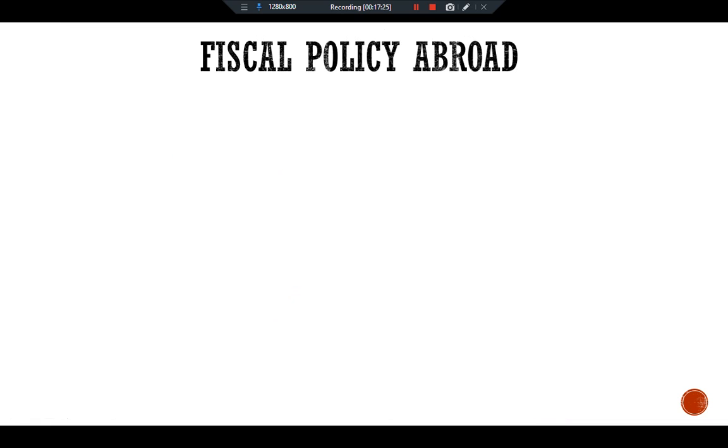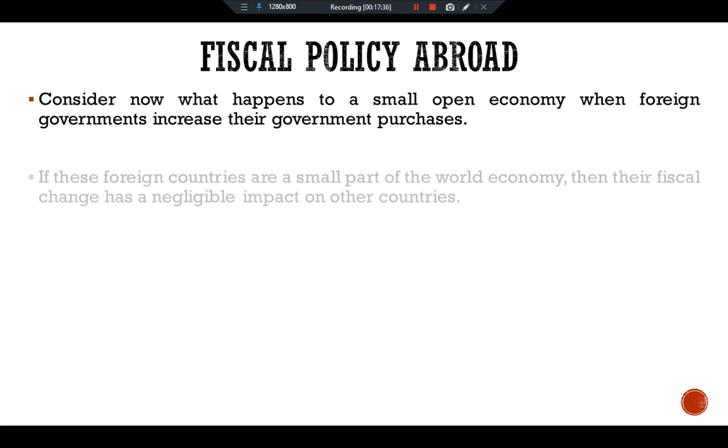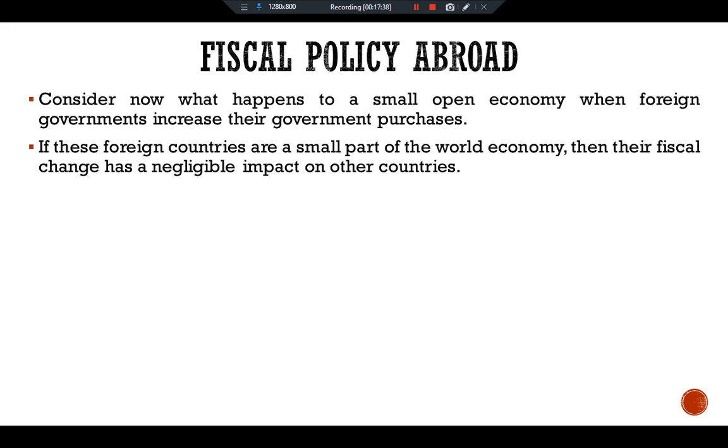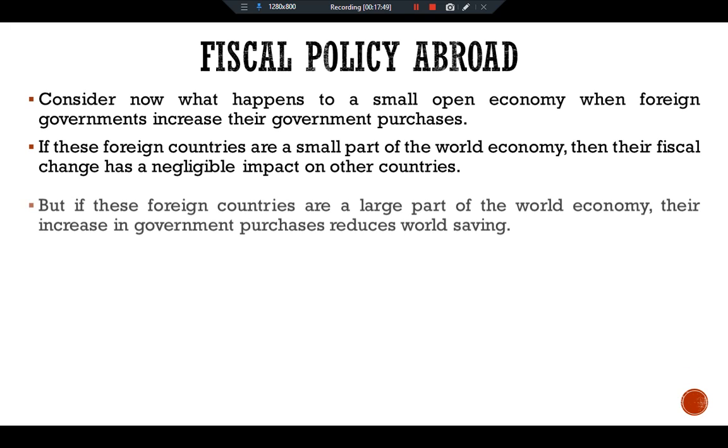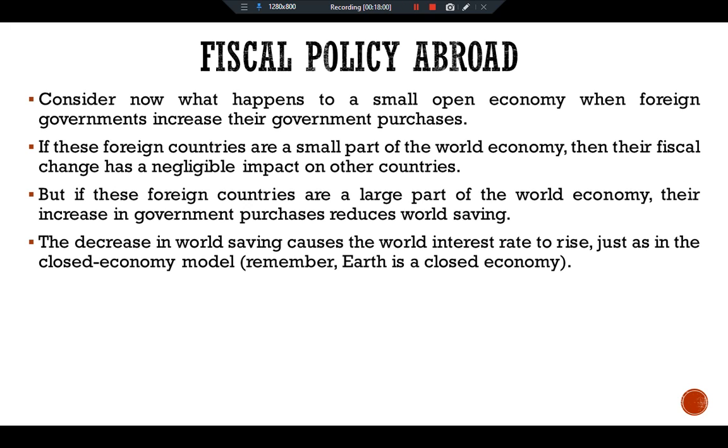So let's move towards fiscal policy abroad. Consider now what happens to a small open economy when foreign governments increase their government purchases. If these foreign countries are a small part of the world economy, then their fiscal change has a negligible impact on other countries. But if these foreign countries are a large part of the world economy, their increase in government purchases reduces world saving overall. Okay, the reduction in world saving causes the world interest rate to rise, just as in the closed economy model.